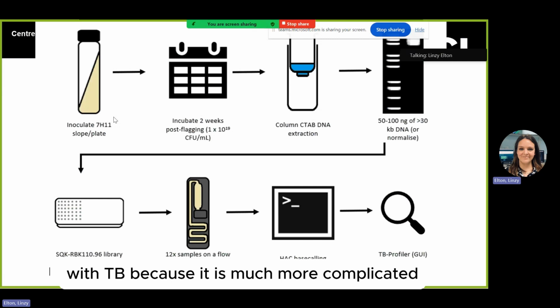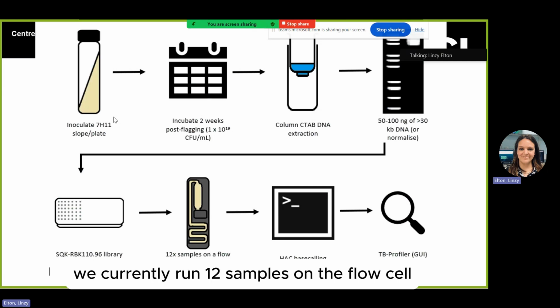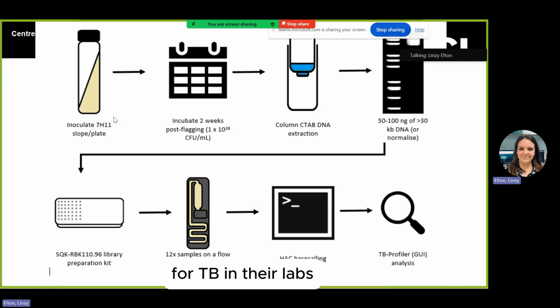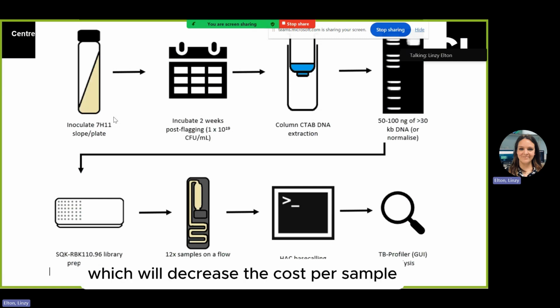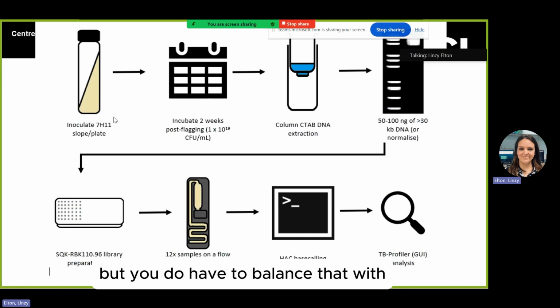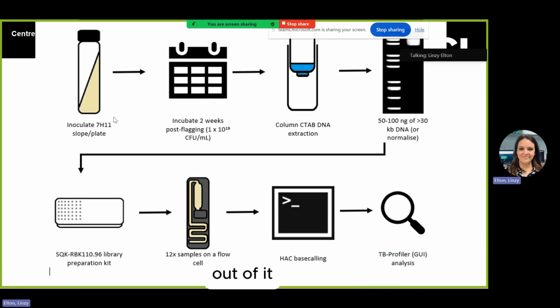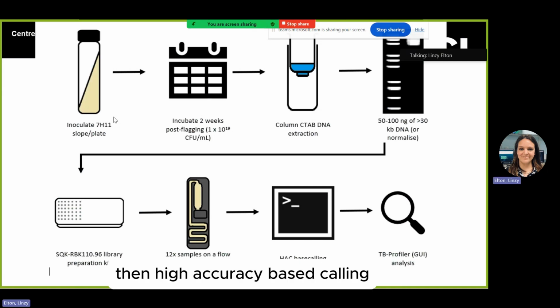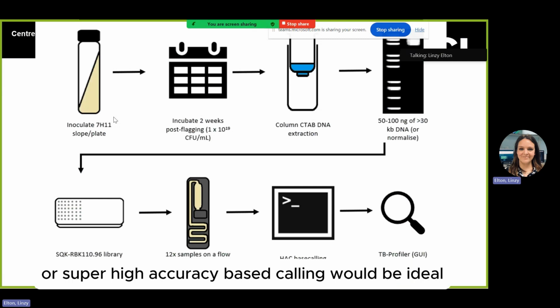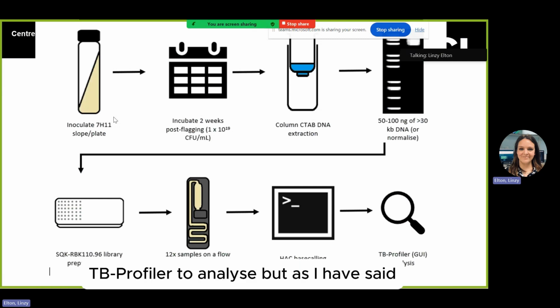With TB, because it is much more complicated, we're currently running 12 samples on a flow cell, but I know that there are people who have been using the R10 kits for TB in their labs, and I think they're saying they are using closer to 20 samples per flow cell, which will obviously decrease the cost per sample, but you do have to balance that with the amount of data that you're getting out of it. Then high accuracy base calling or super high accuracy base calling would be ideal, and using TB profiler to analyze.